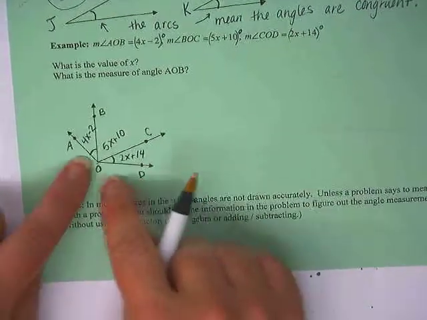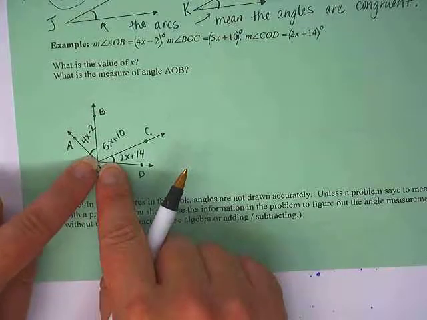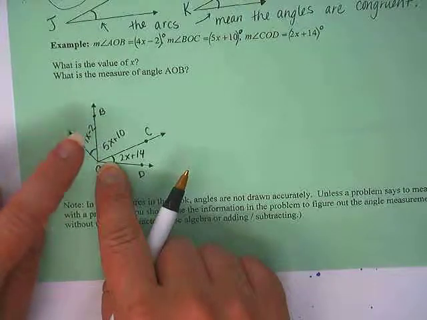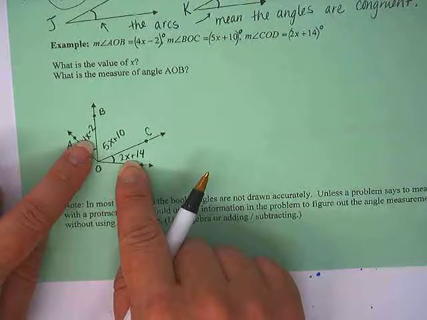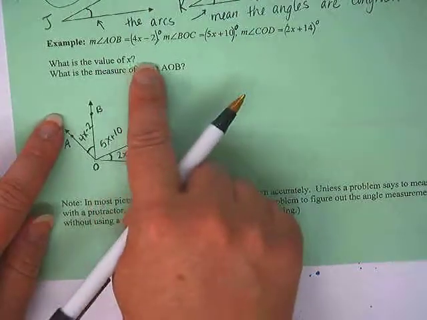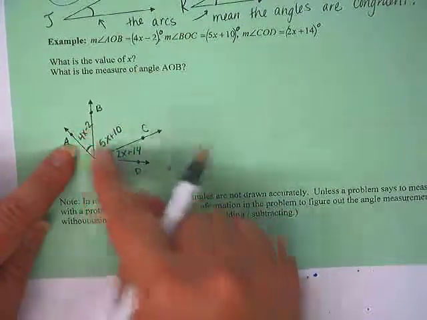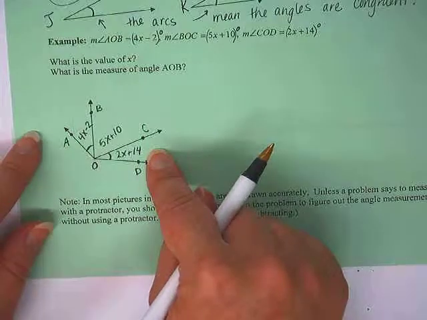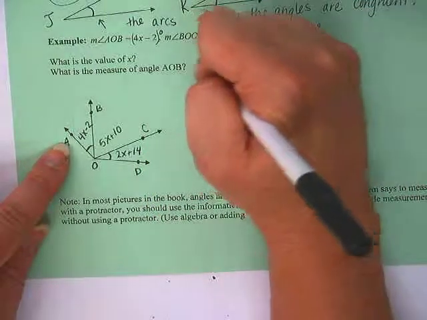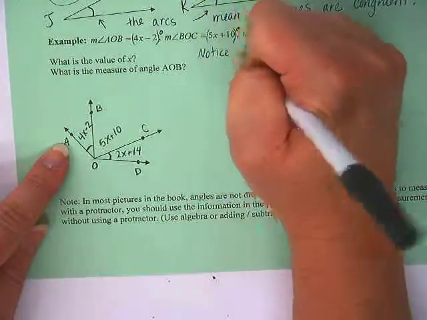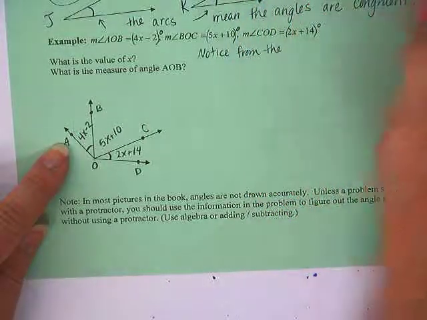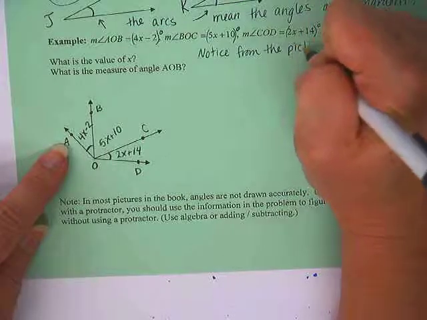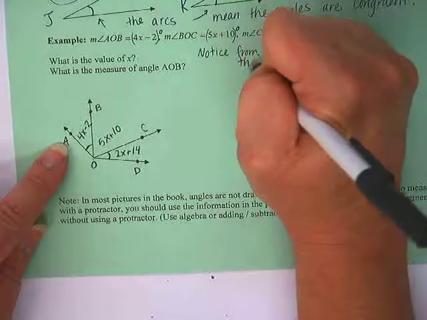The measure of angle COD is 2x plus 14 degrees. Look at our picture. What do these two little arcs in our picture mean? That's congruent. That means that this angle is equal to that angle, right? How can we find x since we know that that angle and that angle are congruent?